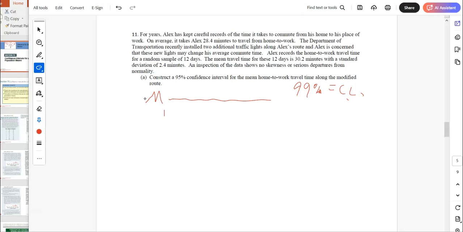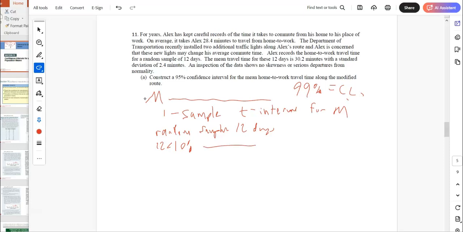Okay, so this is called a one sample t interval for the means. And we're to check the conditions. So is this an experiment or not? Looks like a random sample of 12 days. 12 is less than 10% of the population of all possible home to work commute times.